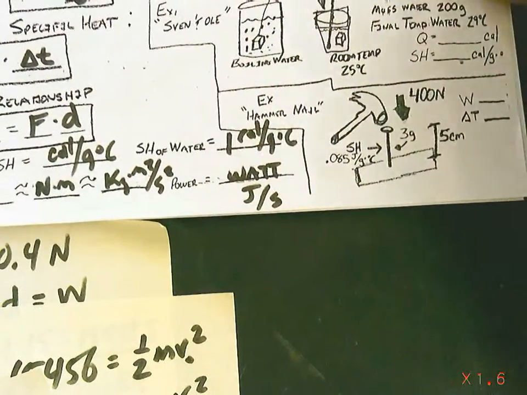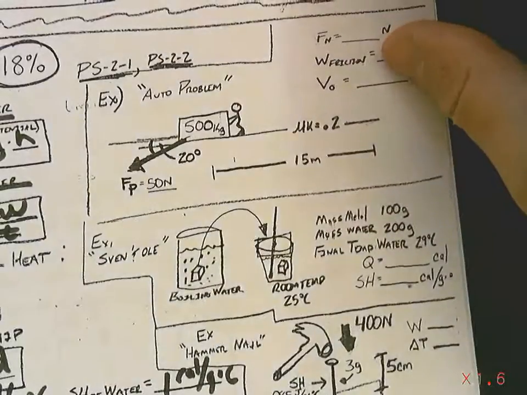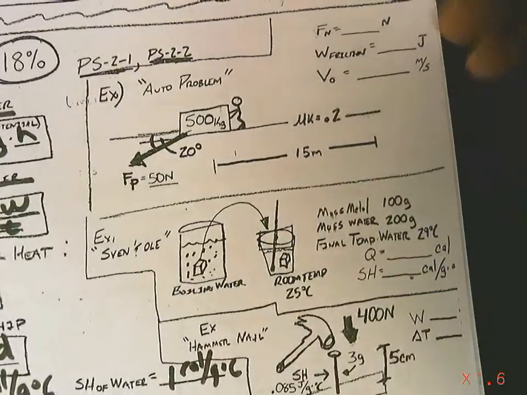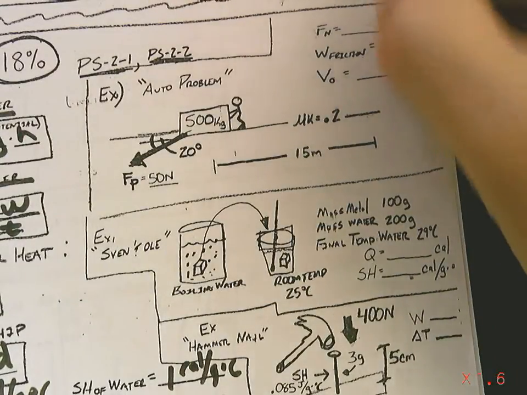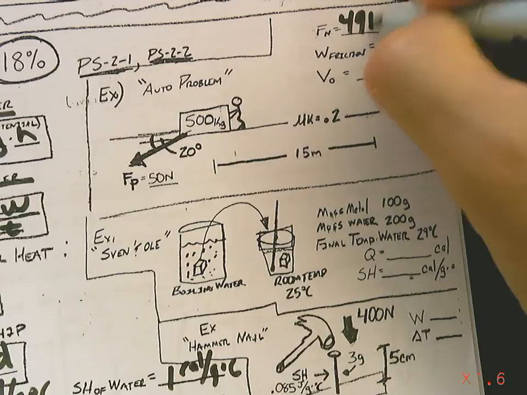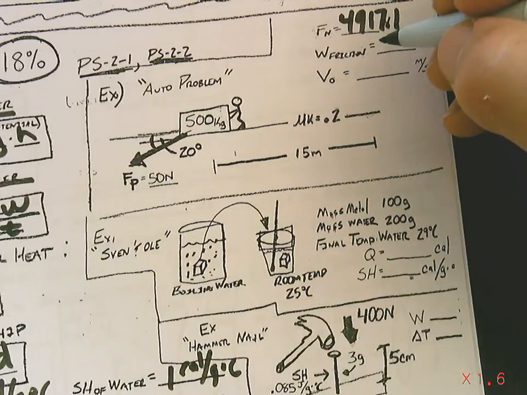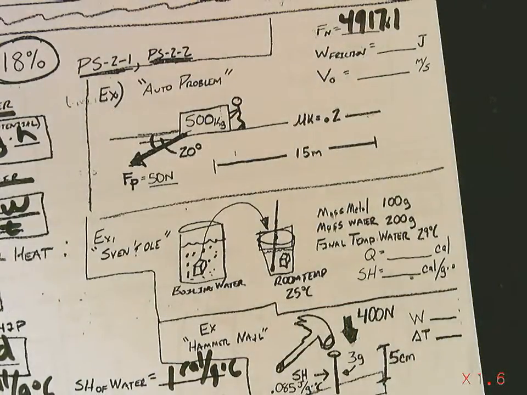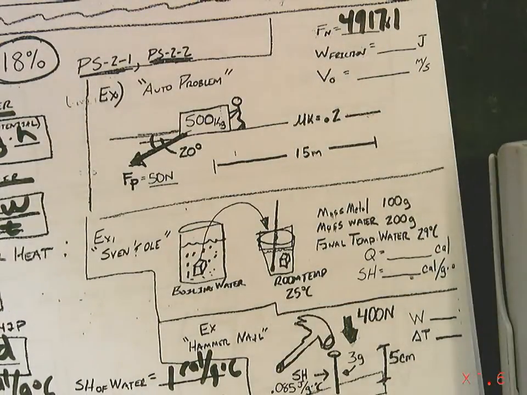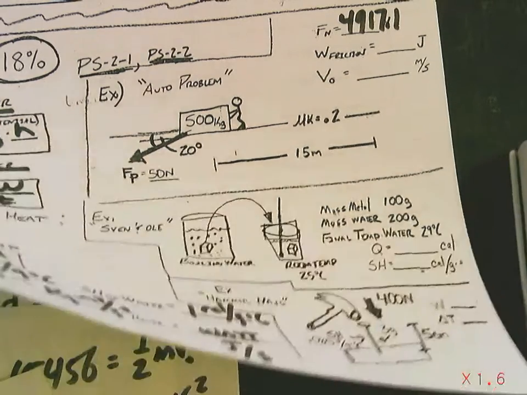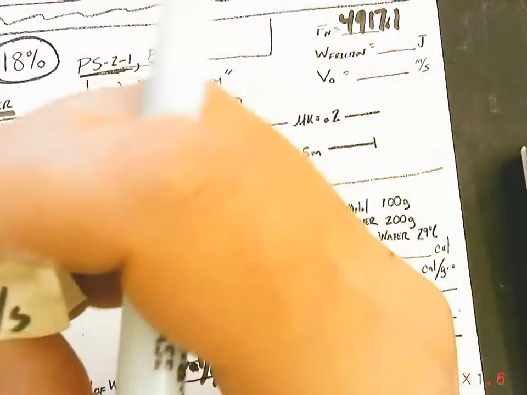What do we have to do? Normal force. What was it? 4917.1. Work done by friction. You know, I didn't even calculate that. It wouldn't be so hard to do. 46.98. No, what was the friction force? I wish I wouldn't have crumpled all these up.